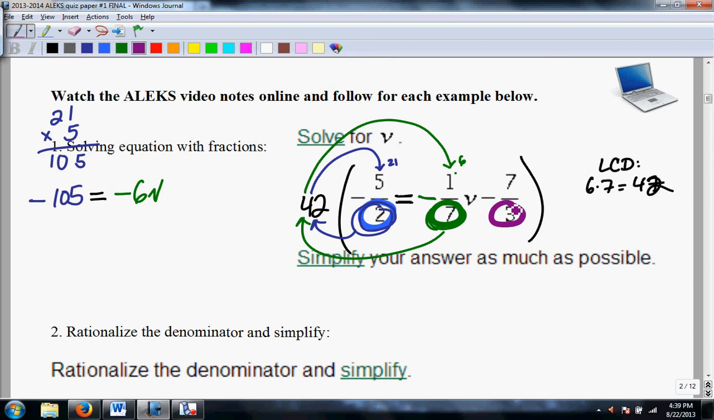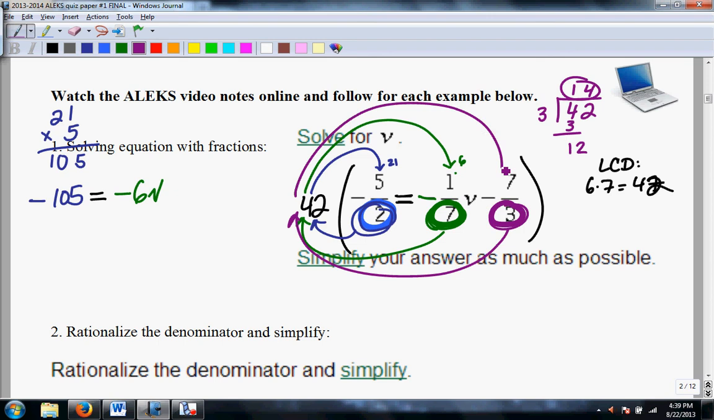Last one, circle 3. I'd like you to draw an arrow to 42. Don't grab that calculator. Let's do this over here. We have 42 and we have 3. Division sign. 3 goes into 4 1 time, with 1 left over. Bring down the 2. 3 goes into 12 4 times. So 3 times 14 is 42. So 3 goes in there 14 times. Bring it around. So I have 14 here.